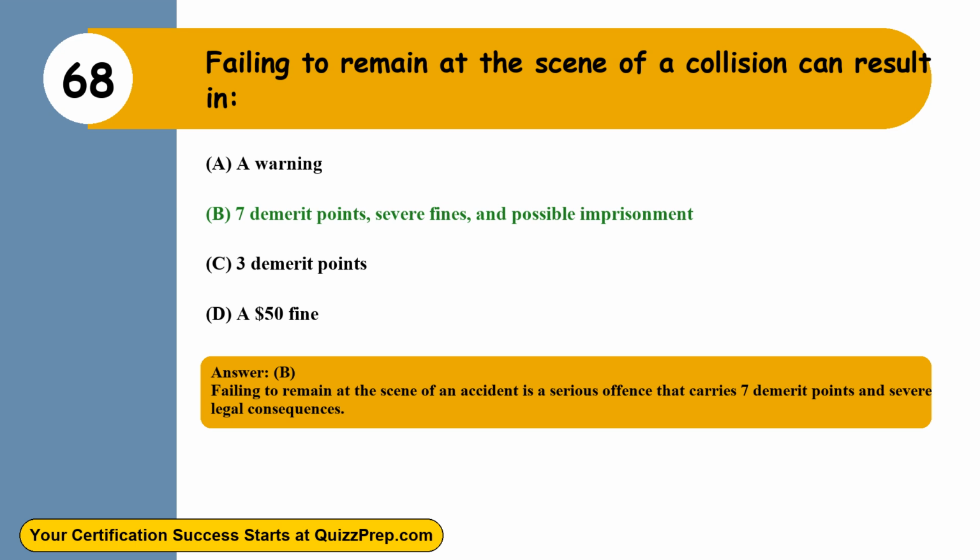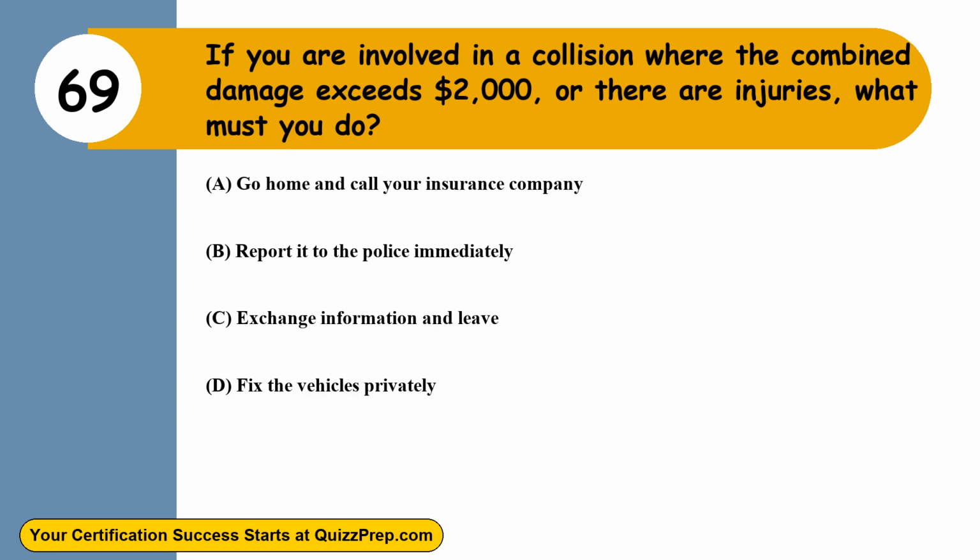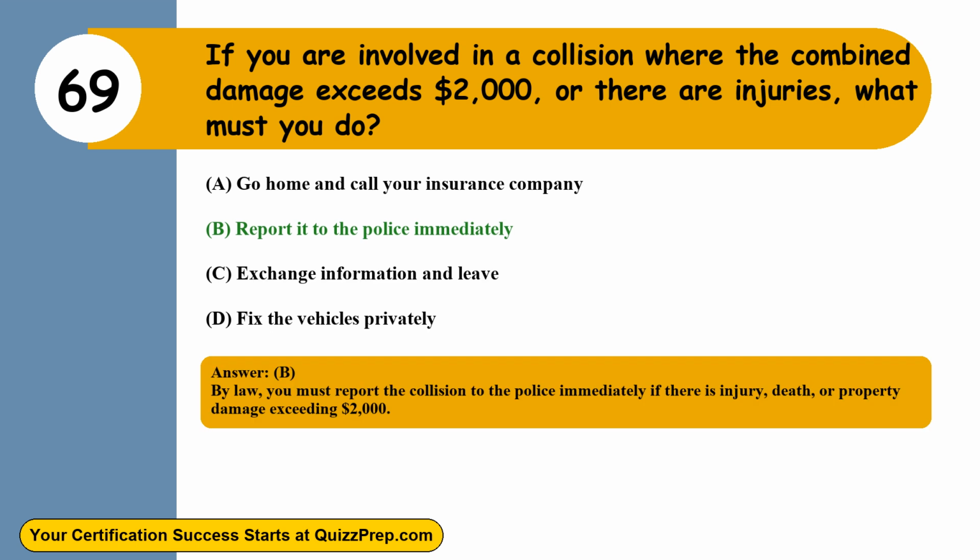Question 69. If you are involved in a collision where the combined damage exceeds $2,000, or there are injuries, what must you do? Option A, go home and call your insurance company. Option B, report it to the police immediately. Option C, exchange information and leave. Option D, fix the vehicles privately. The correct answer is option B. Report it to the police immediately. By law, you must report the collision to the police immediately if there is injury, death, or property damage exceeding $2,000.